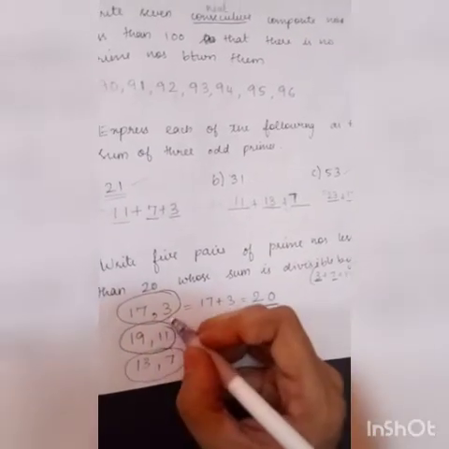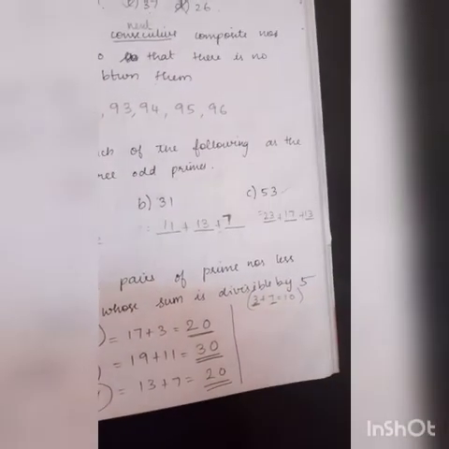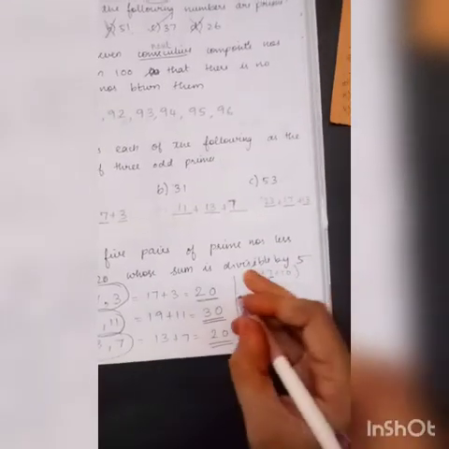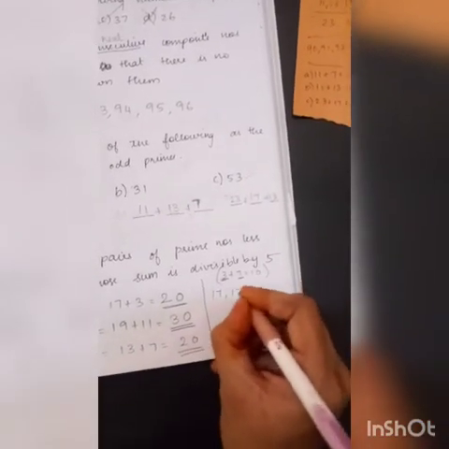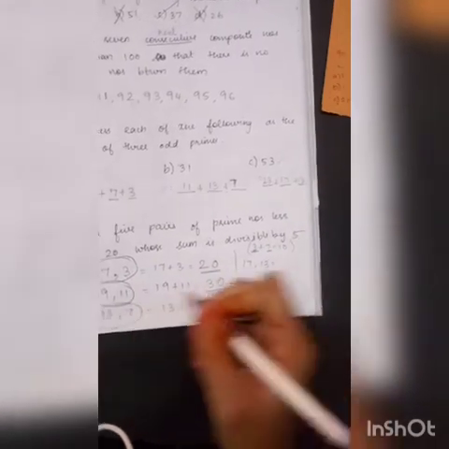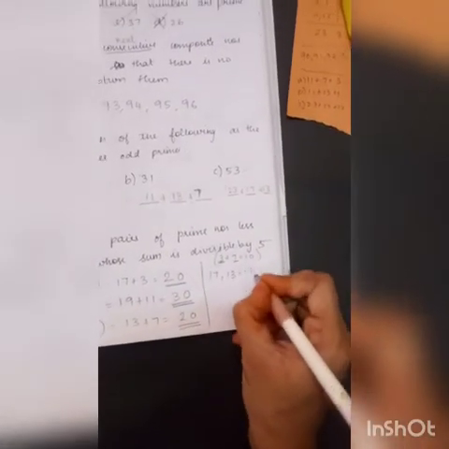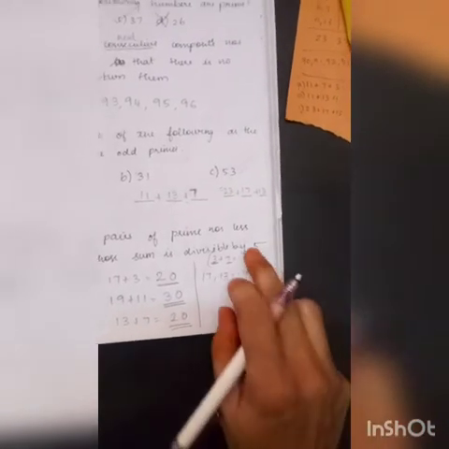So actually we are going to find 5 pairs, right? So what is the next pair? I am just going to take 17, 13. Okay, we have 17, 3, 13, 7. Next is 17, 13. So 17 plus 13 is what? 30. It is divisible by 5.